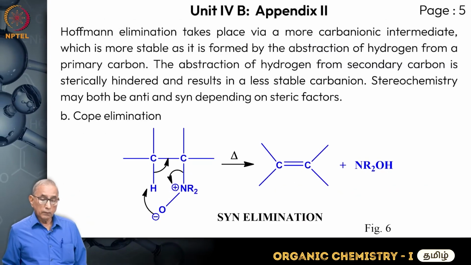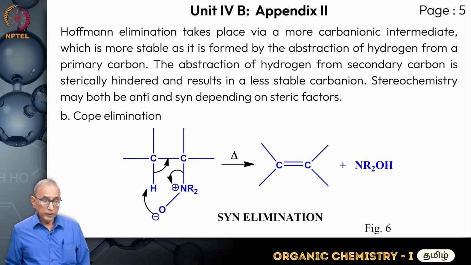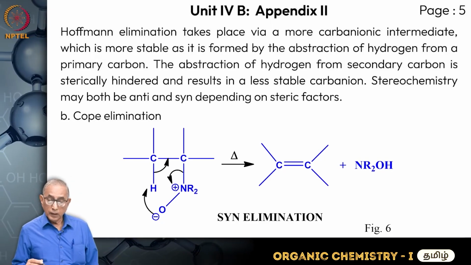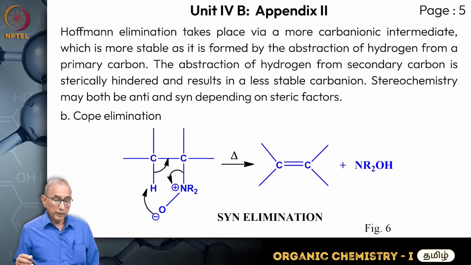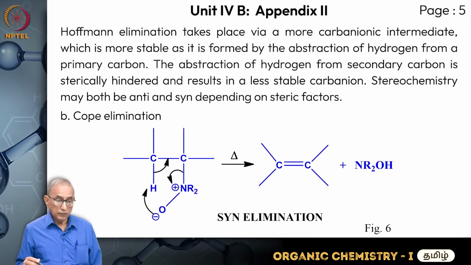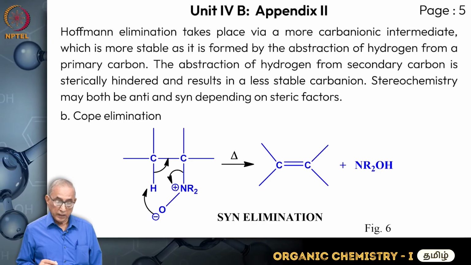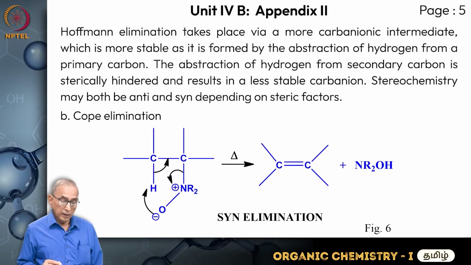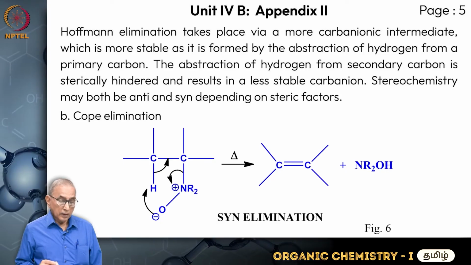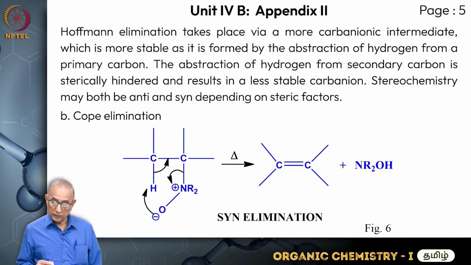Now, you have unit 4b appendix 2 continuation. This Hofmann elimination takes place via a more stable carbanionic intermediate, as it is formed by the abstraction of hydrogen from a primary carbon. The abstraction of hydrogen from a secondary carbon is sterically hindered and also results in a less stable carbanion. Stereochemistry may be anti or syn depending upon the steric factors.